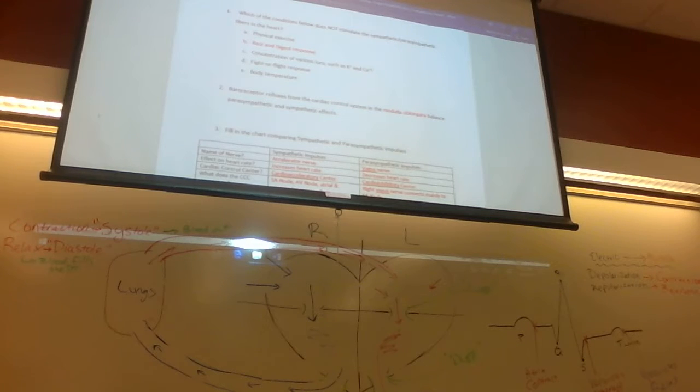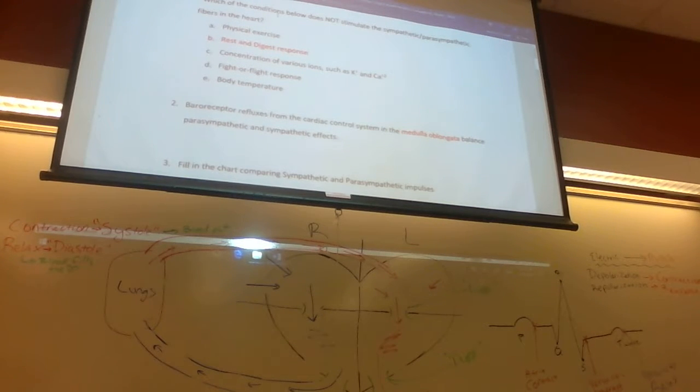So question number 1 is asking which conditions below does not stimulate the sympathetic or the parasympathetic fibers of the heart. So physical exercise, the concentration of ions such as potassium and calcium, the fight or flight response, and body temperature all stimulate the parasympathetic and the sympathetic system to work. The only one that doesn't stimulate is rest and digest, and it's kind of like in the name there. The rest and digest, like just relaxing, does not stimulate your heart. It may slow down your heart, but it doesn't stimulate it. It doesn't cause it to do things. But everything else does stimulate it, if that makes sense.